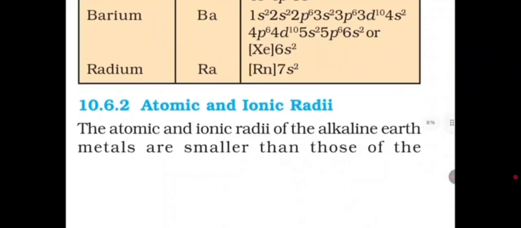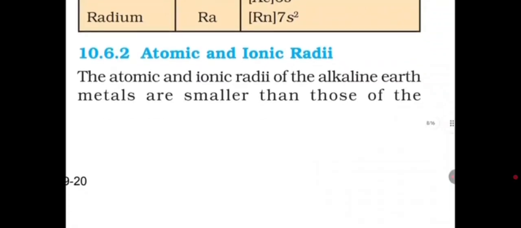Next is barium, Ba is the symbol, 1s2, 2s2, 2p6, 3s2, 3p6, 3d10, 4s2, 4p6, 4d10, 5s2, 5p6, 6s2, or we can write [xenon] 6s2. Next is radium, Ra is the symbol and its electronic configuration is [radon] 7s2.